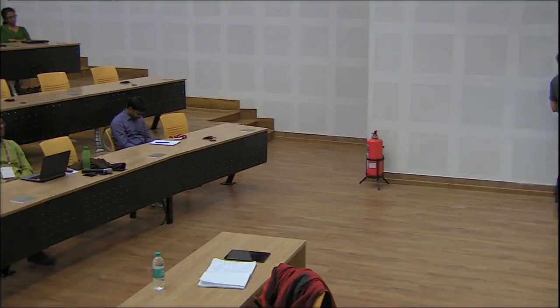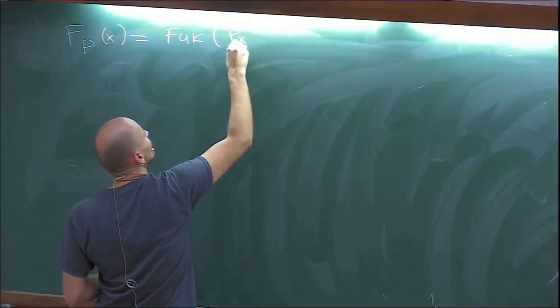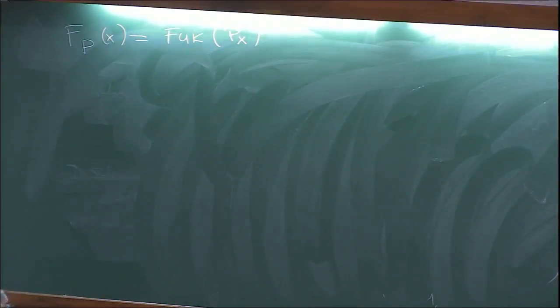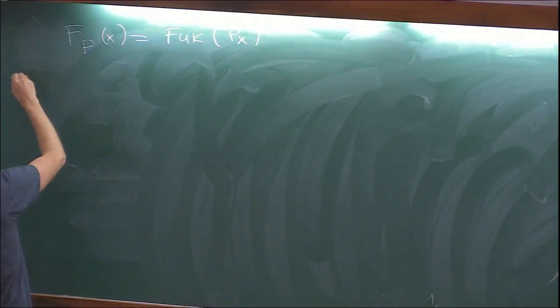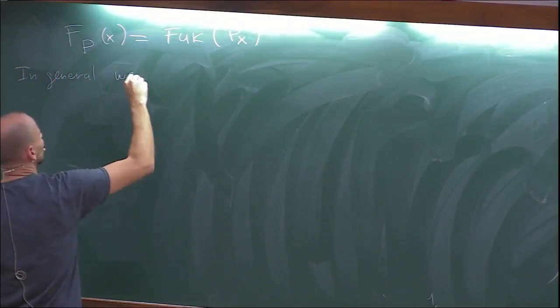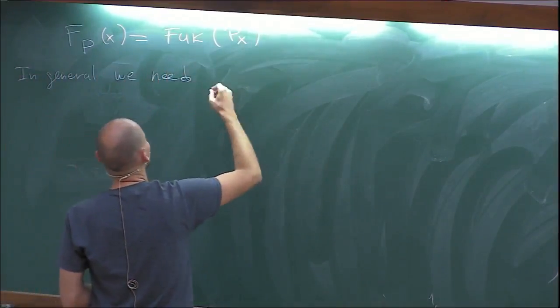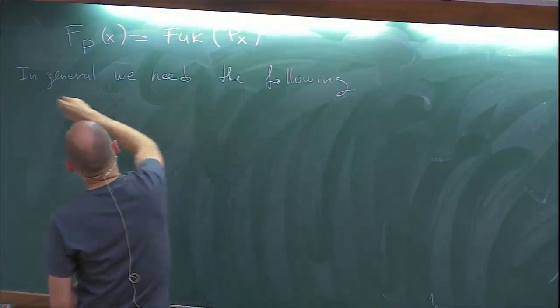Well, in fact, I can tell you right away what to do with points. You just set this to be the Fukaya category of the fiber. Now, for general simplices, you need a bit of topology. So in general, we need the following.